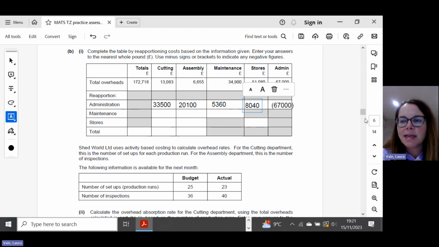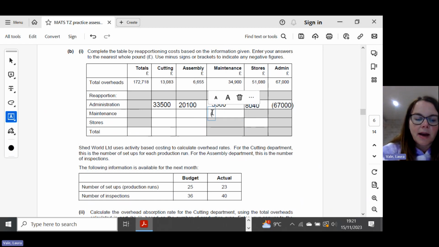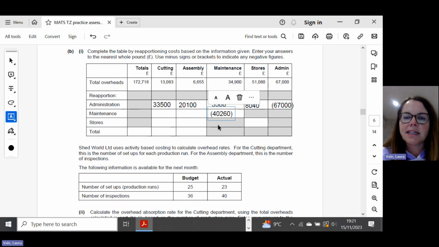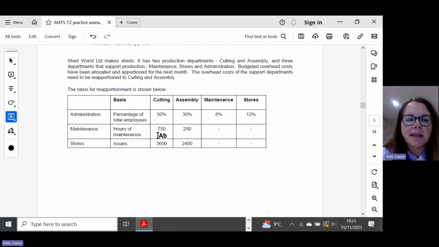Then we come to the maintenance department. What I'm basically trying to do is reapportion everything that's in maintenance at this point. So I have to add together the 34,900 and the 5,360, and it's that figure, 40,260, that is being reapportioned. So how am I going to do it? Let's go back up. It's done on the basis of hours of maintenance.